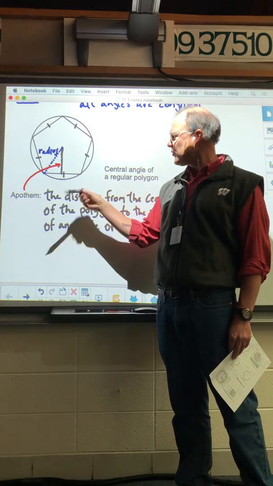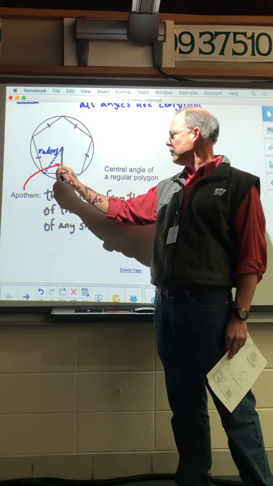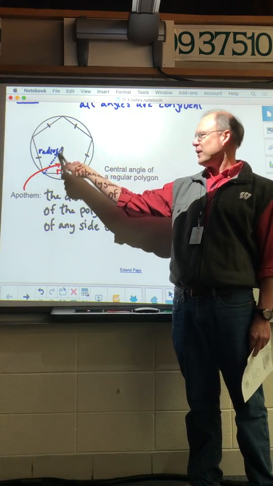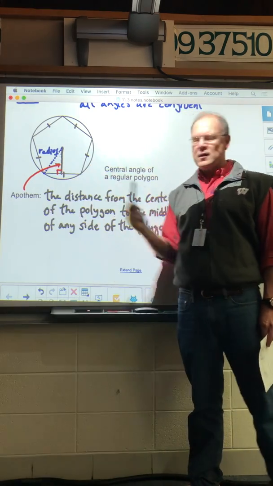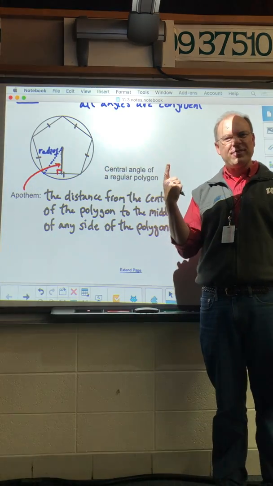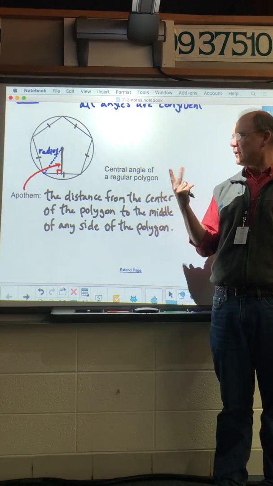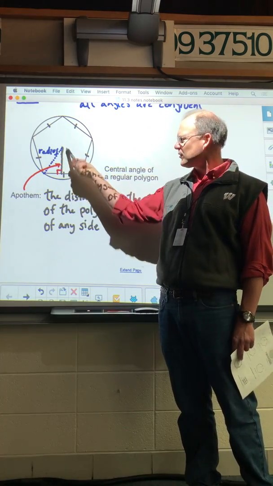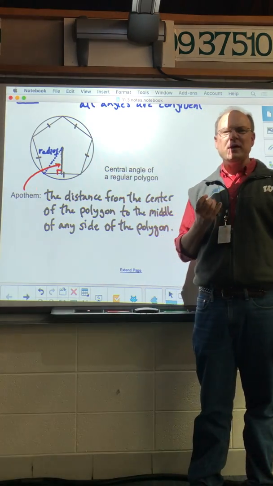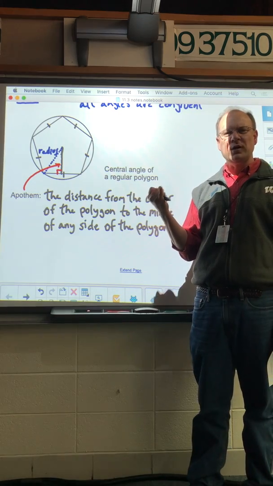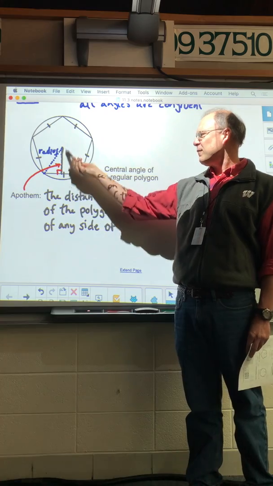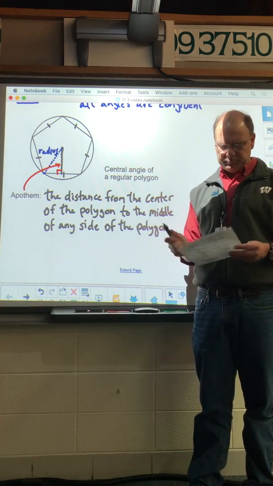And the apothem is going to make a right angle with this side. So we have a right triangle here. Okay, so that's where the Pythagorean theorem and SOHCAHTOA are going to come in. So if we don't know what the apothem is, we might be able to use either SOHCAHTOA or the Pythagorean theorem to find the length of the apothem. Okay?